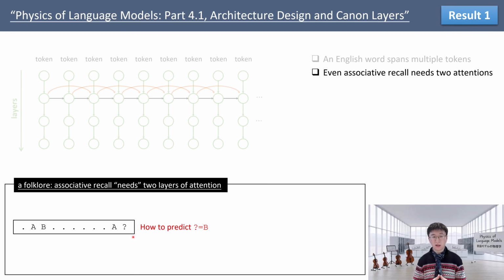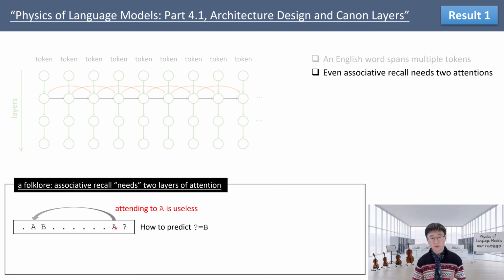Let me tell you that associative recall requires two layers of attention to implement. If you open up a textbook that talks about transformers, it's going to tell you attention is really designed to perform this task. But what I think maybe half of the researchers probably don't know, and I want to make sure everyone is on the same page, is that this cannot be implemented if you only use one single layer of attention.